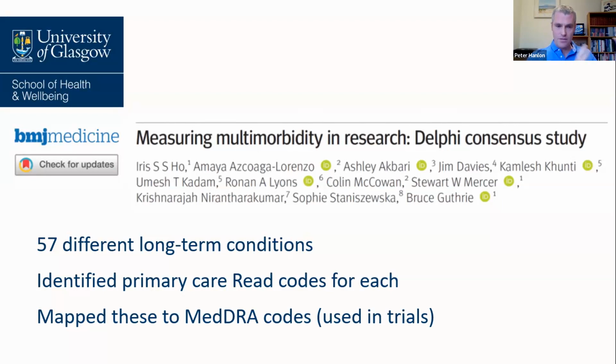We had from previous work from others a list of primary care diagnostic codes used to identify these conditions, and we manually mapped each of these to the MedDRA coding system, which is the one that's usually used in industry-sponsored drug trials to classify both adverse events and also baseline long-term conditions. So we tried to get as consistent a code list as we could between the two data sources, the routine care and the trials.